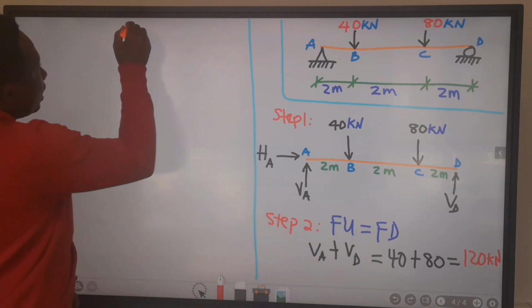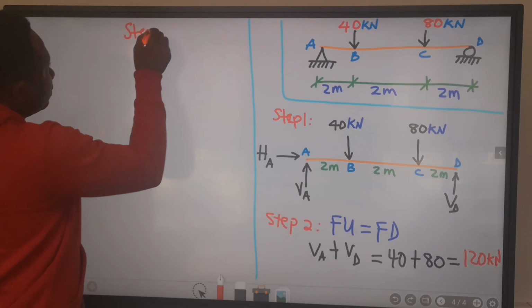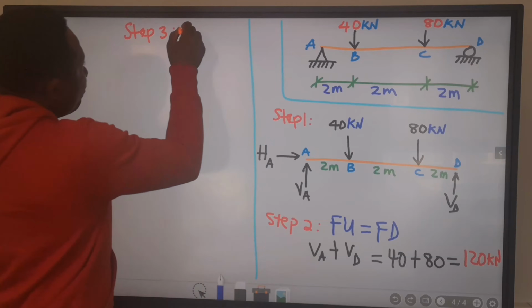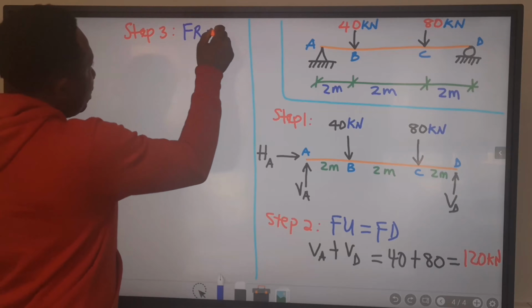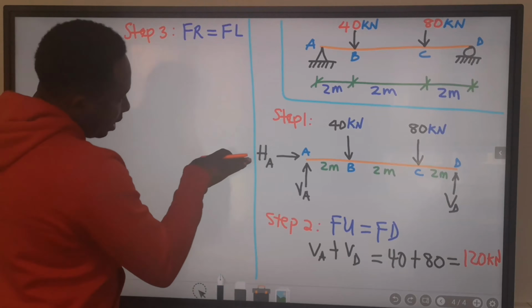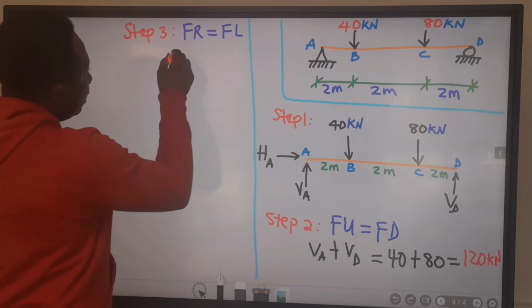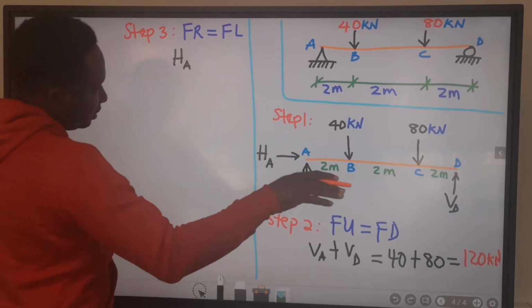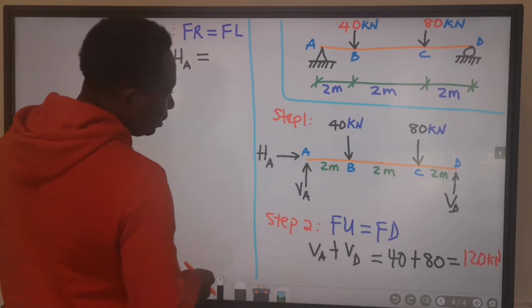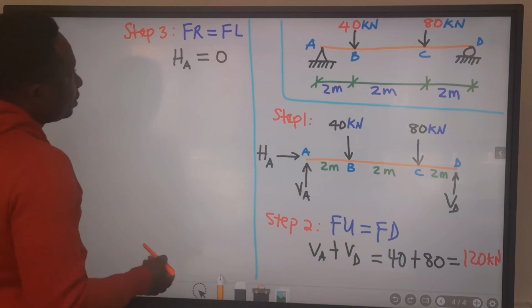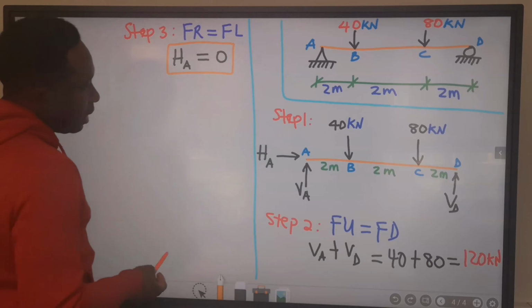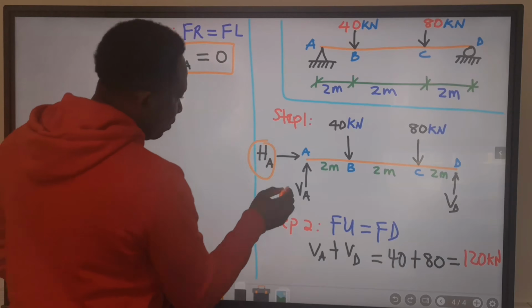Next, let's consider step 3. In step 3, we are going to say that the forces going to the right must be equal to the forces going to the left. H subscript A is going towards the right, and no force is coming towards the left, so it is 0. Now we have obtained one of the answers, because I'm looking for these 3 forces.